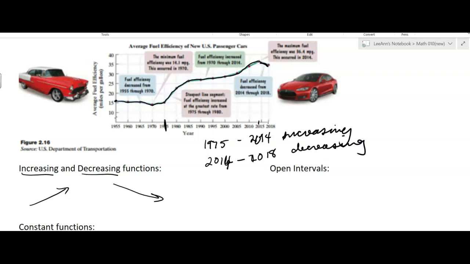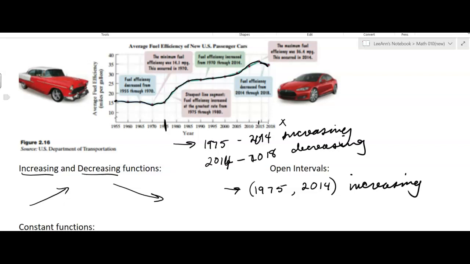Now, our x-axis is right here. That is the years, okay? We might talk about it this way, but when we write it in math, we use what's called open intervals. So the interval from 1975 to, I'm going to say 2014, that is an increasing interval. We write it in interval notation, but notice that we use the parentheses. Sometimes that confuses students because they're like, well, I'm including that point.